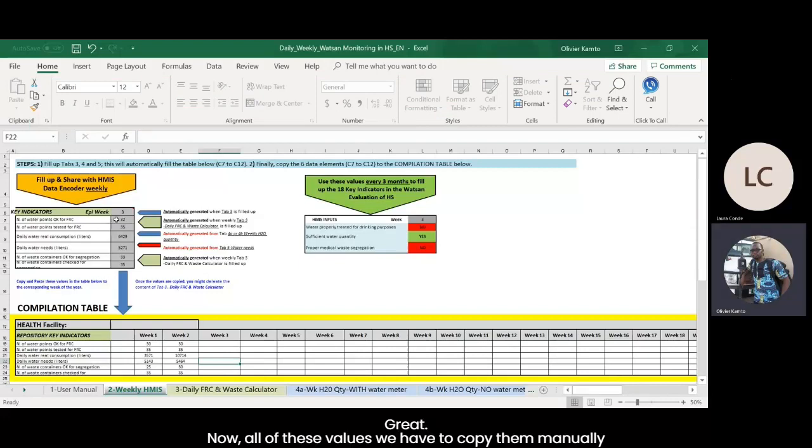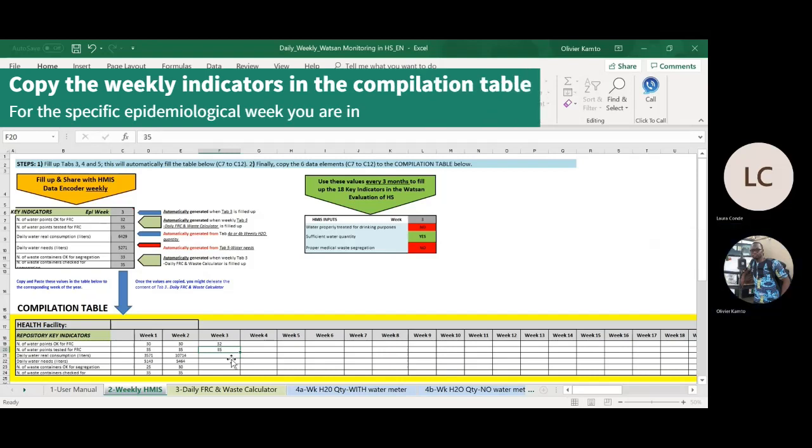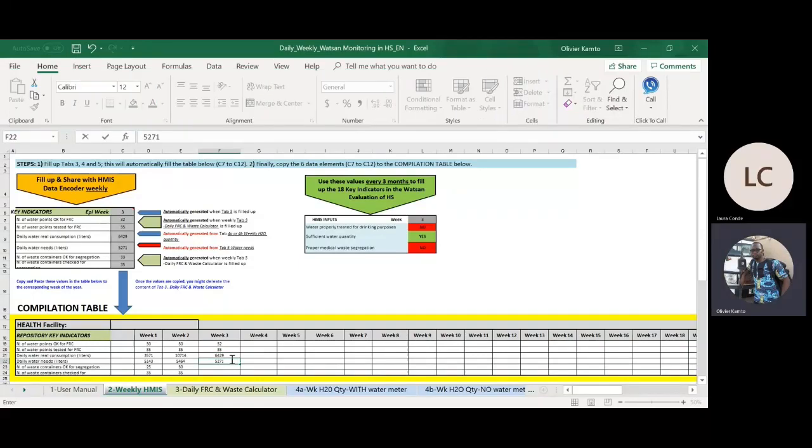Now, all of these values, we have to copy them manually and input them into the compilation table. And again, the week is very important. So the information we have now, we are on week number 3. So we should write down these values manually into the table. We have 32, we have 35, we have 6,429, we have 5,271, then we have 33 and 35.